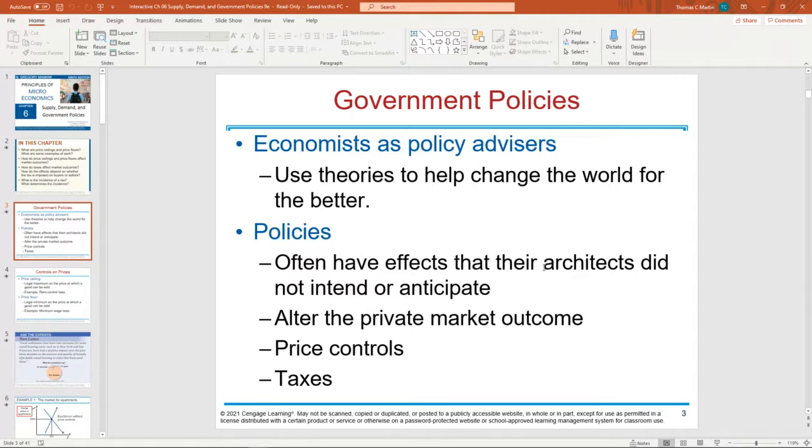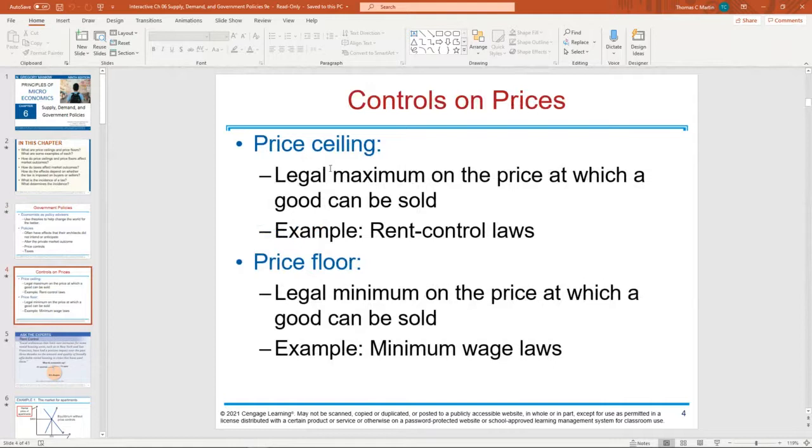We're going to deal with price controls and taxes. Very simple. A price ceiling is a legal maximum on the price at which a good can be sold, and rent control laws are part of that. Price floors set the minimum price of the product or commodity to be sold. That's where you see minimum wage laws. And we'll look at the impact that they have as well and who they have the impact on.